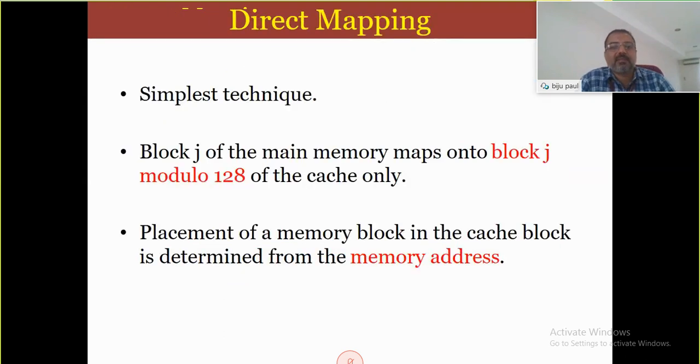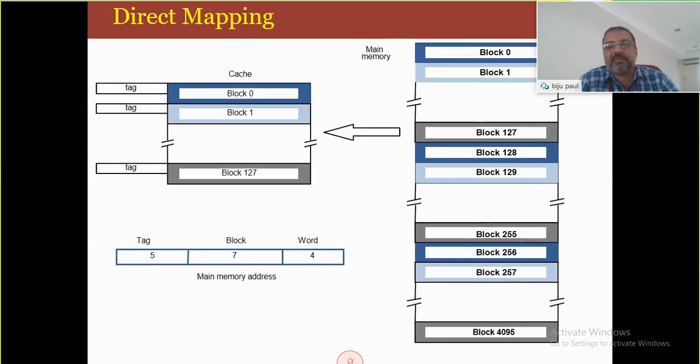Coming back to this. Block J of the main memory maps into block J modulo 128 in the cache memory. Okay, it may be confusing for you. Coming back to this diagram. How many blocks are there in cache memory? 128. That is 0 to 127. How many blocks are there in main memory? That is 4096. That is block 0 to block 4095. That many blocks are there. The processor may require any block from the main memory at any point of time, and that block has to be loaded to the cache memory.